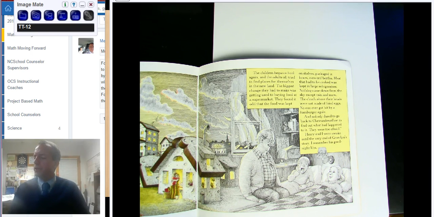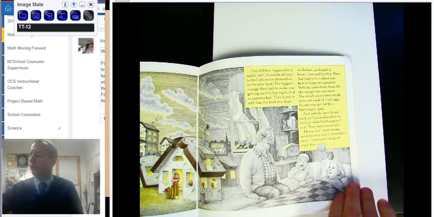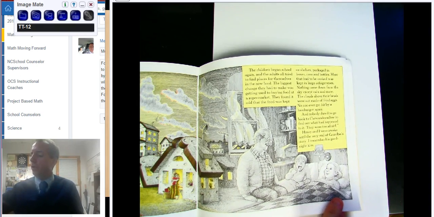Nothing came down from the sky except rain and snow. The clouds above their heads were not made out of fried eggs. No one ever got hit by a hamburger again. And no one dared to go back to Chew and Swallow to find out what had happened. They were too afraid. Henry and I were awake until the very end of Grandpa's story.